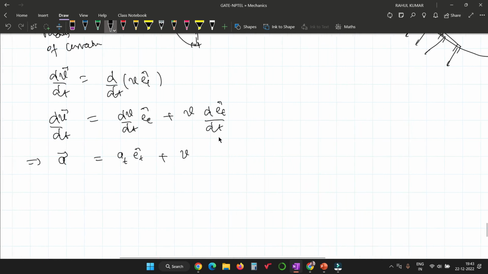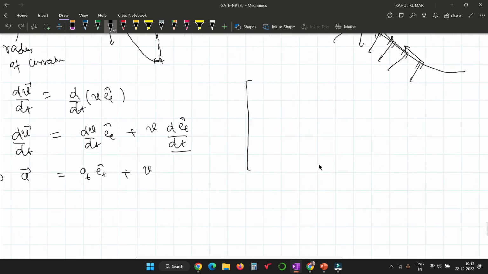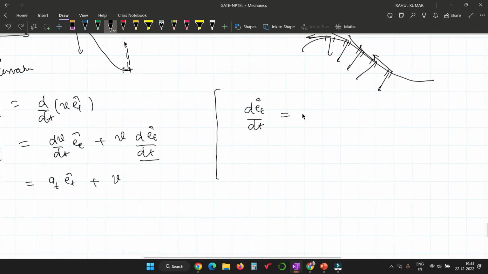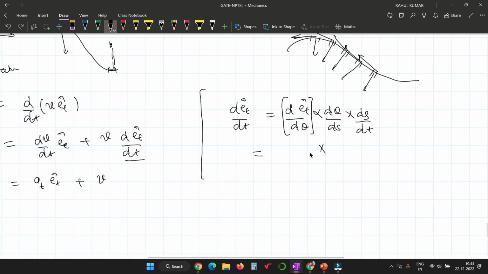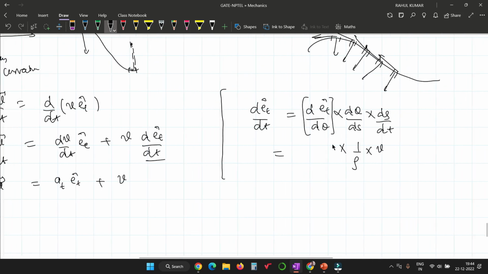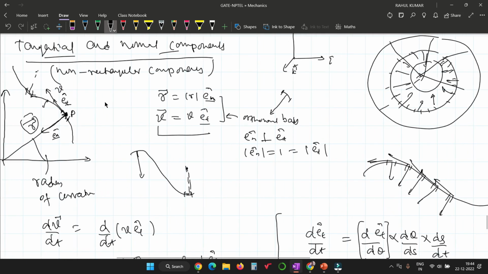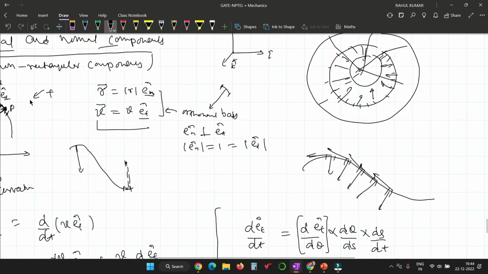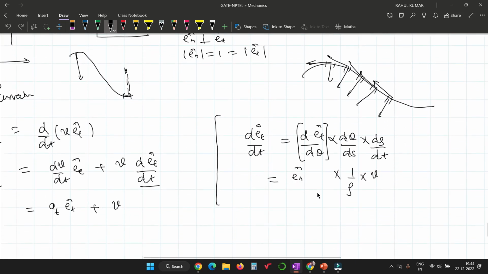Now here it is a catch. What will you write for det by dt? When you want to determine det by dt, then you have to use this. Can you tell me what this is? The first one is minus En, isn't it? Not minus. Here I am assuming this direction as positive. You can take that also, but here I am assuming this direction as positive. So it is En.